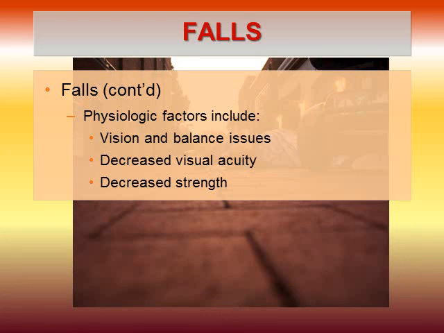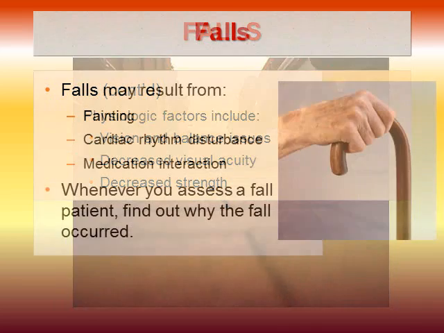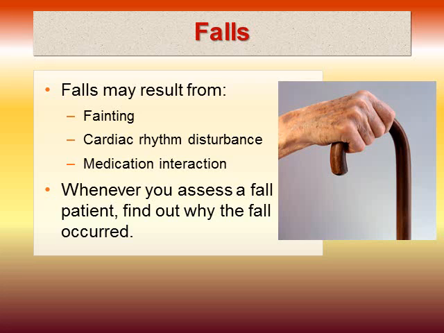Problems that hinder the patient and end up making it more likely for them to have a fall include some of their sensory deficits and also their strength deficits, but often it's a lack of proprioception, and this is improved with certain exercises. Falls may result from fainting, from cardiac rhythm problems, or from medication problems.